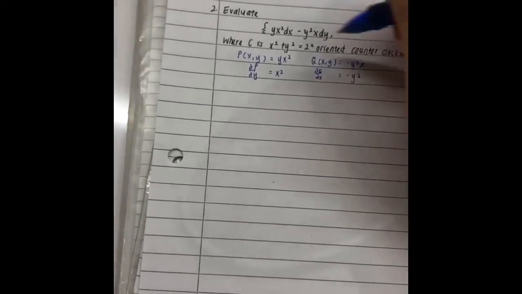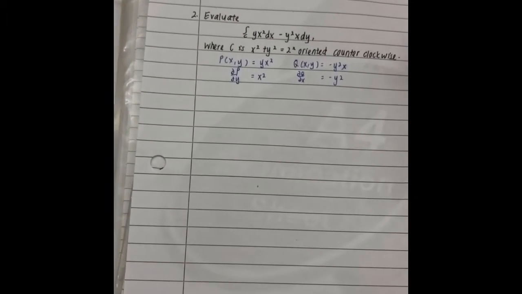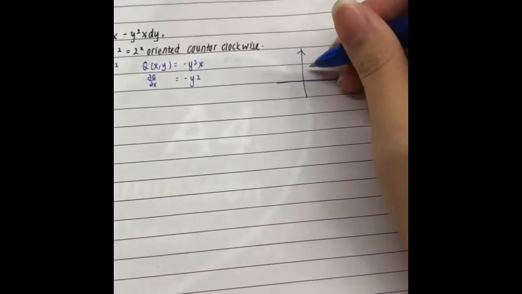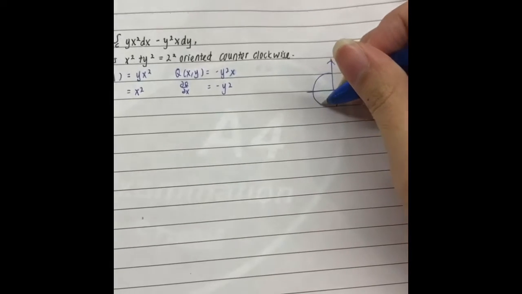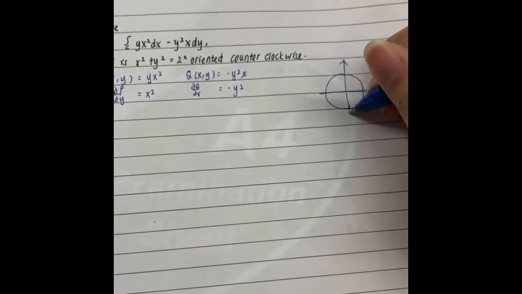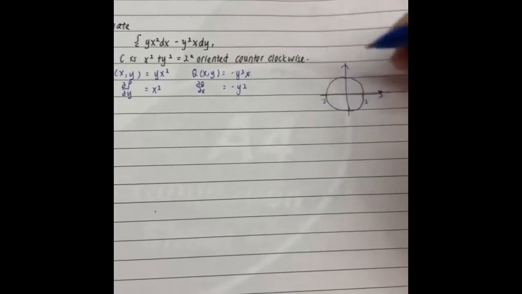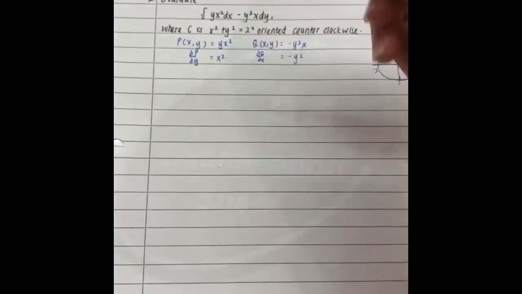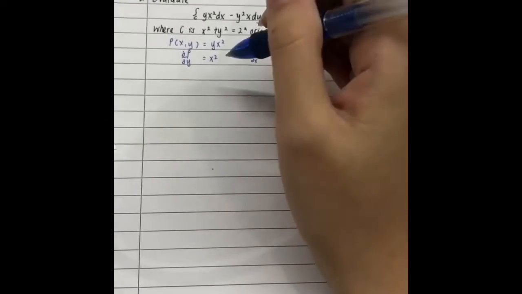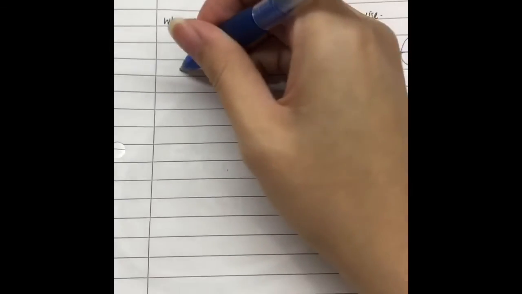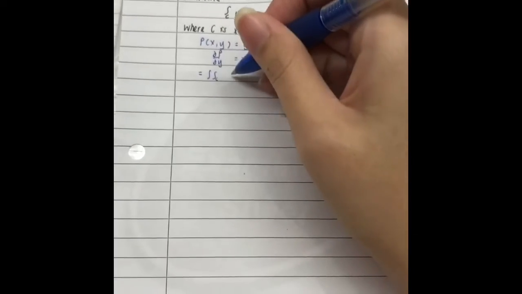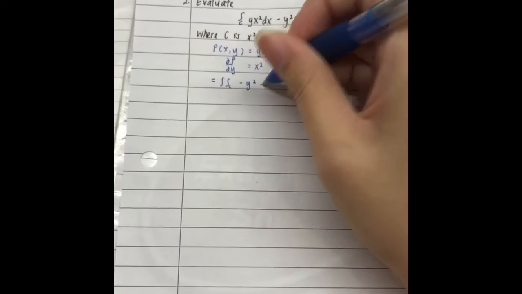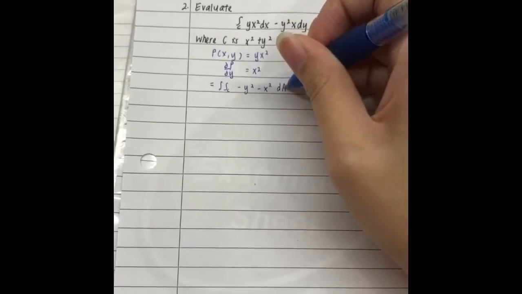And the diagram for this equation is a circle with a radius of 2. So here's 2, here's negative 2. So we substitute P and Q into the equation, where del Q over del x minus del P over del y equals negative y squared minus x squared dA.